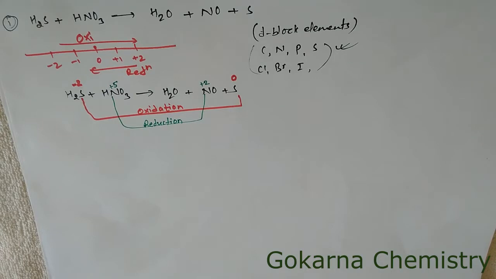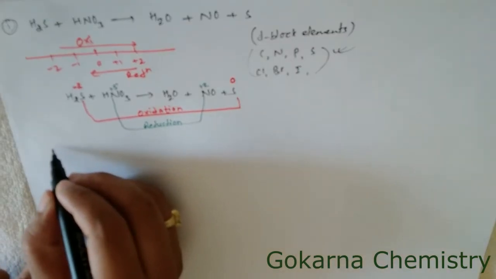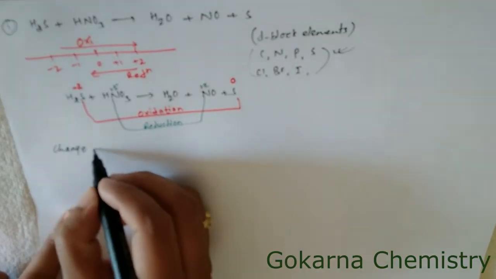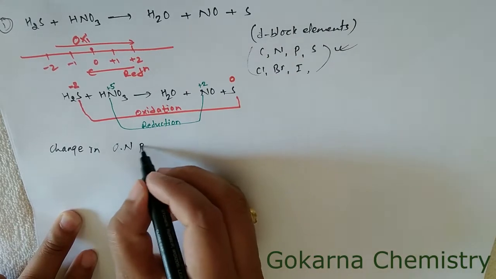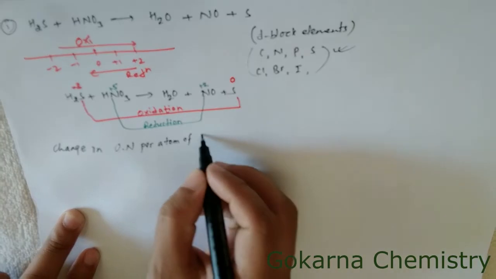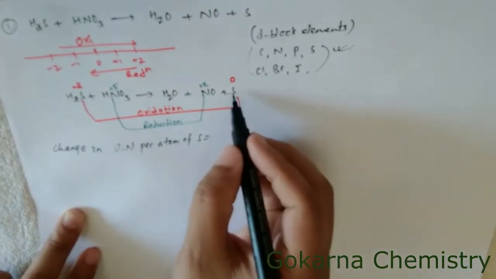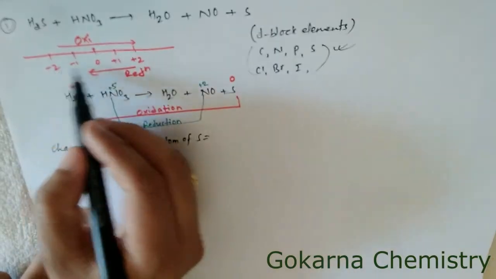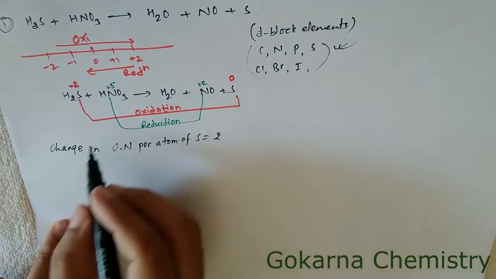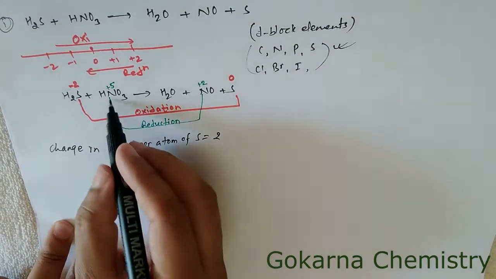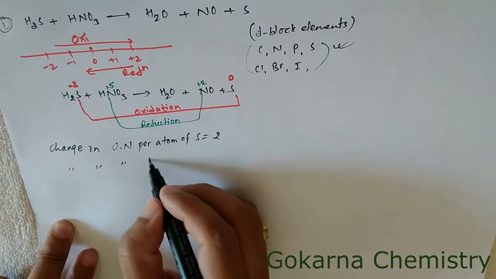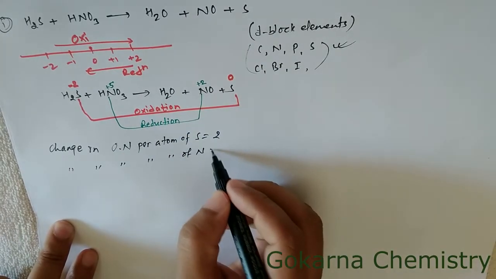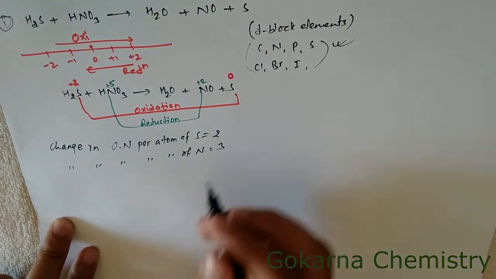After finding the oxidation and reduction, we have to write the change in oxidation number. Change in oxidation number per atom of S is -2 to 0, so the change is 2. For nitrogen, the change in oxidation number is +5 to +2, a difference of 3. Change in oxidation number per atom of nitrogen is 3. So here we have 2 and 3.